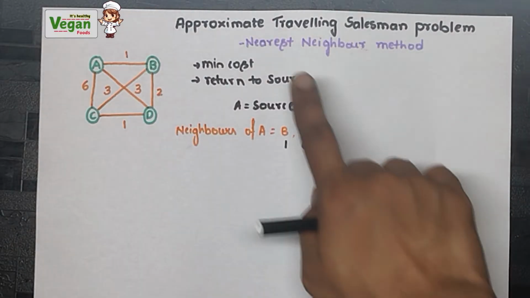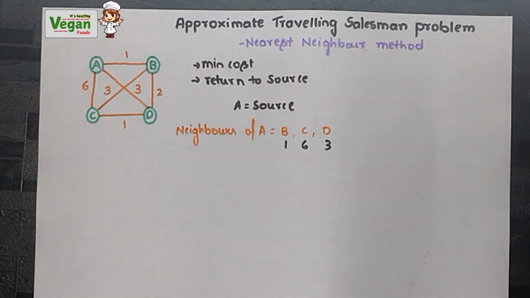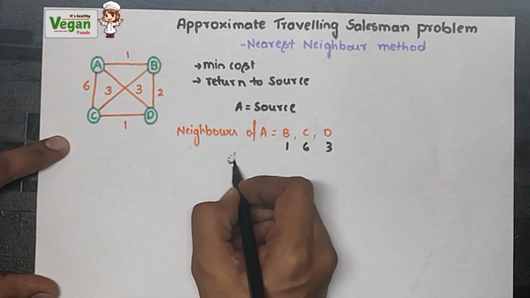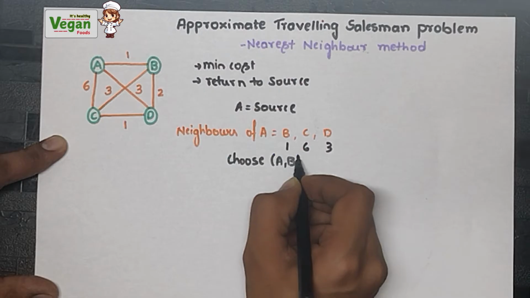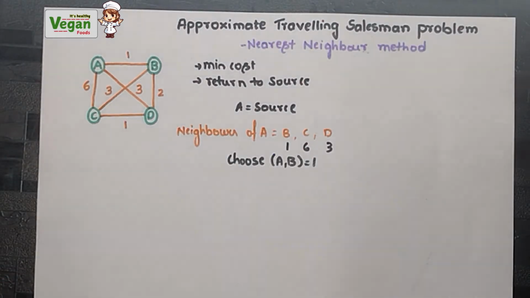We already said nearest neighbor means the one with the least cost. Whoever has the least cost among them will be the nearest neighbor. So from A to B the cost is 1. Therefore we choose A to B with the cost equal to 1.